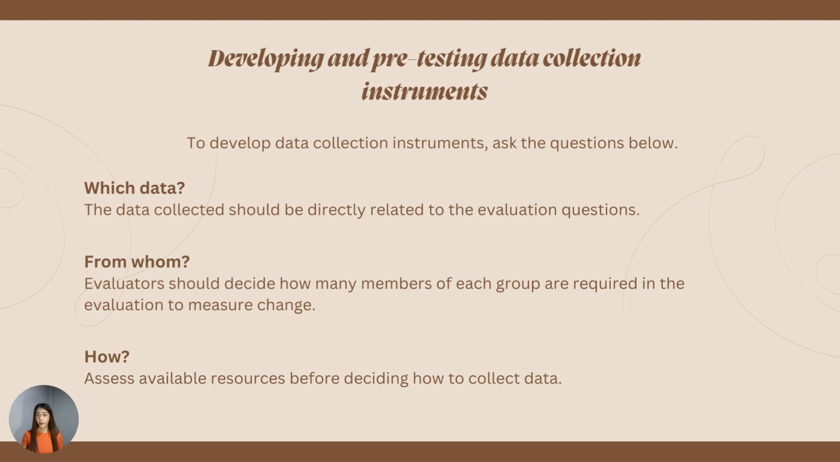Second is from whom. Evaluators should decide how many members of each group are required in the evaluation to measure change. There should be adequate resources to collect information from the number of people required. Different data collection instruments and methods for different groups may be necessary. And the third question to be asked is how.